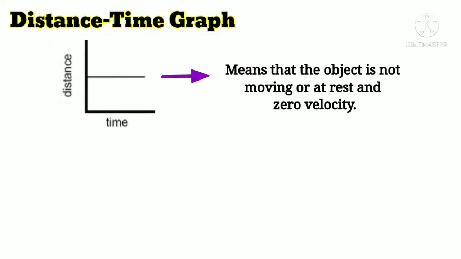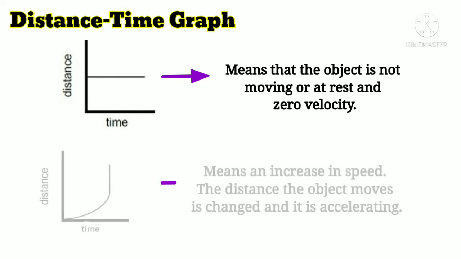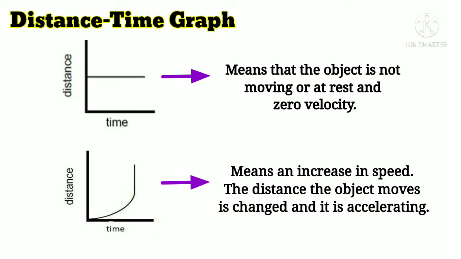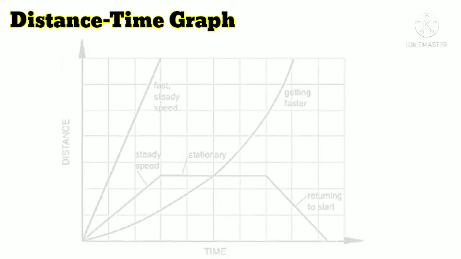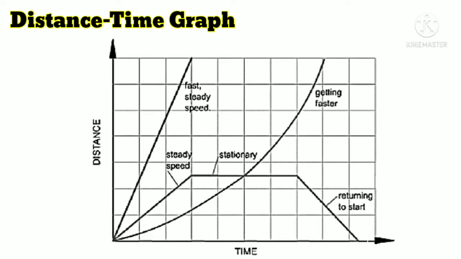If an object is not moving, a horizontal line is shown on a distance-time graph. The time is increasing to the right, but its distance does not change. It is not moving, therefore, it is at rest. The line on the graph is curving upwards. This shows an increase in speed, since the line is getting steeper. In other words, in a given time, if the distance the object moves is changed, it is accelerating. Observe the graph below and study its different interpretation.